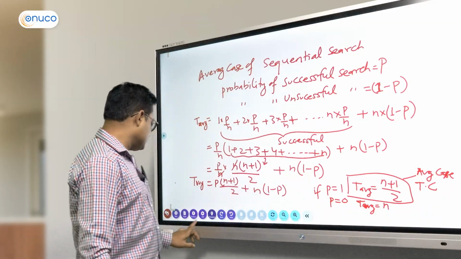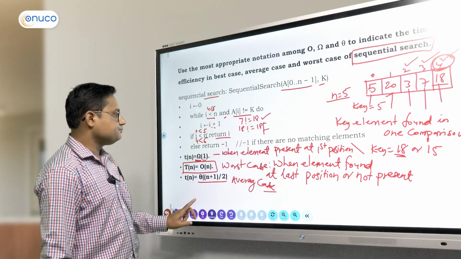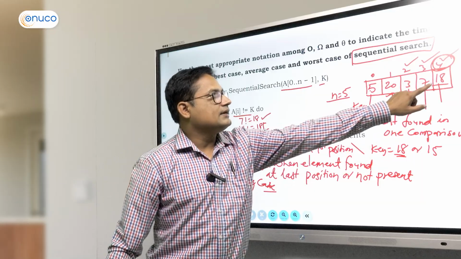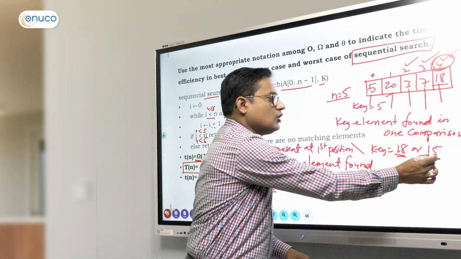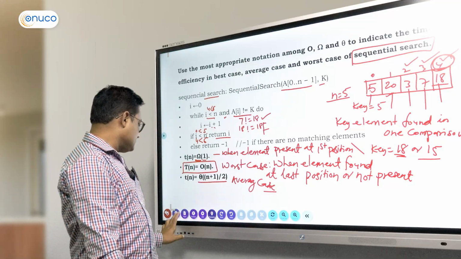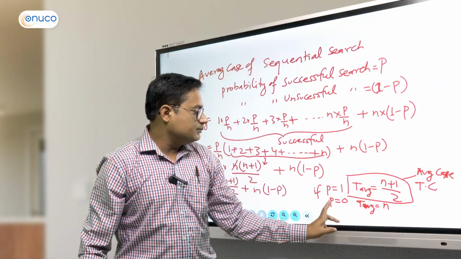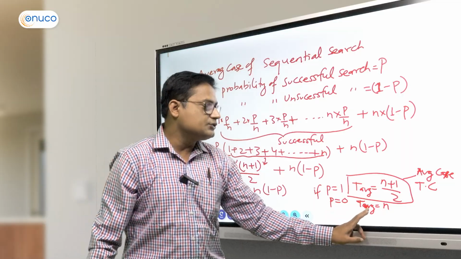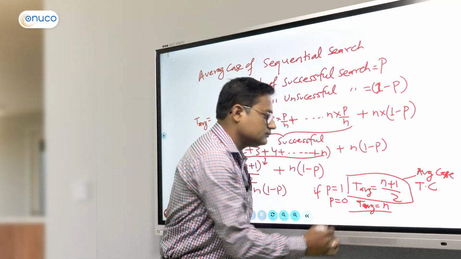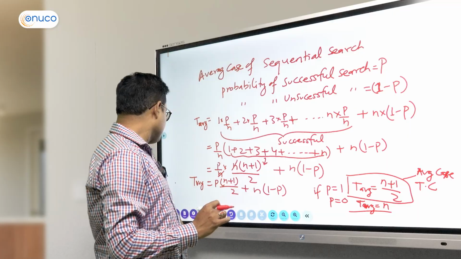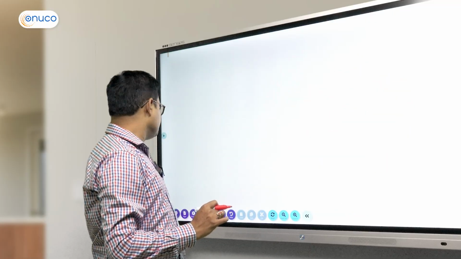Remember that we have already discussed this in the previous concept. If the element is present at the last position or the element is not found, in both cases we do n comparisons. So if p is 0, the probability of successful search is 0, which means the element is not found. Hence we are getting n. So this is all about time complexity for sequential search.